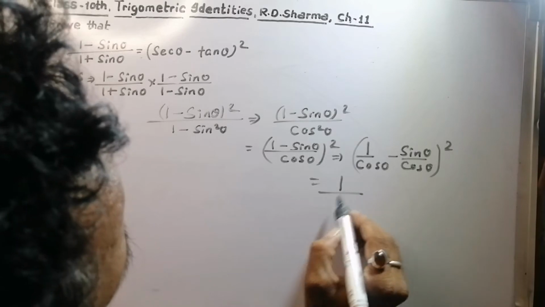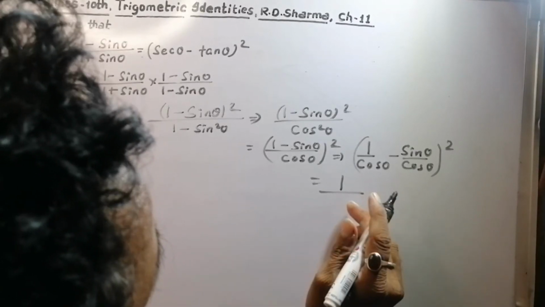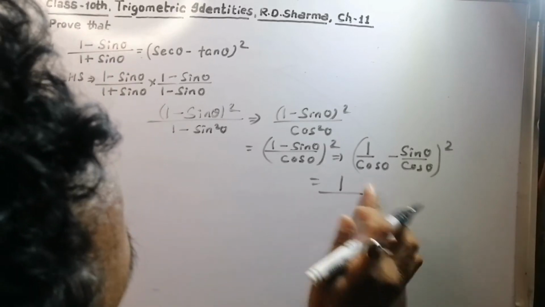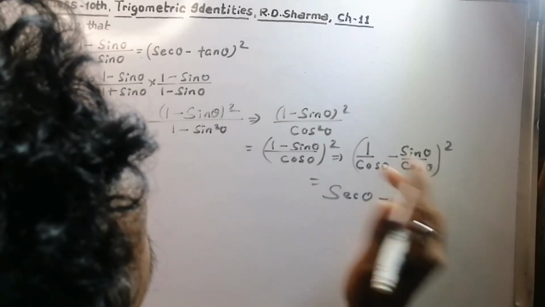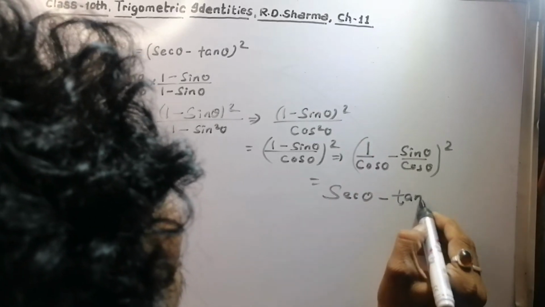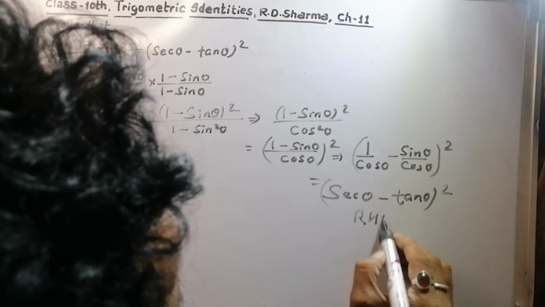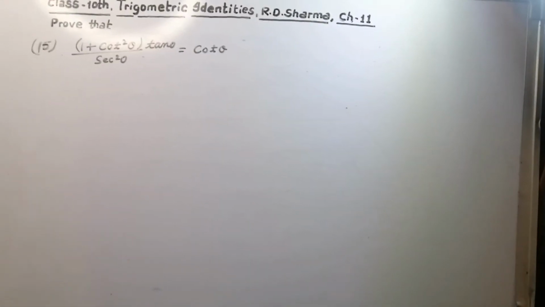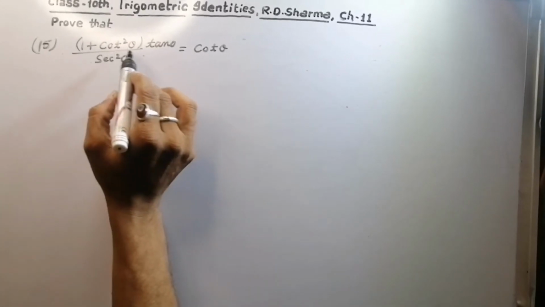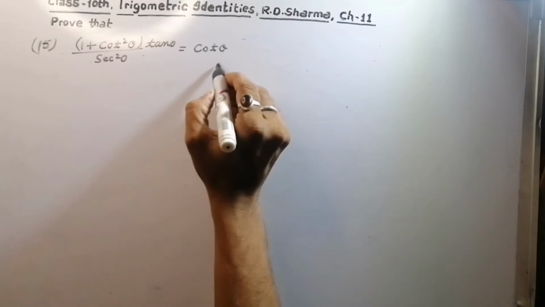Now it becomes (1 upon cos theta minus sin theta upon cos theta) whole square, meaning 1 upon cos theta means sec theta, minus sin theta upon cos theta means tan theta, whole square, which is equal to right hand side.